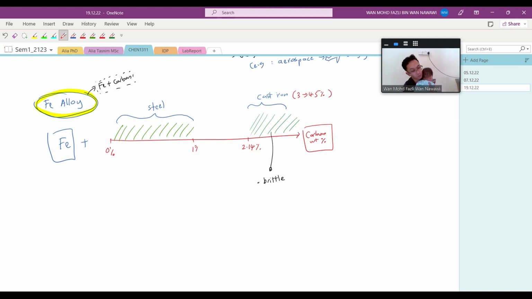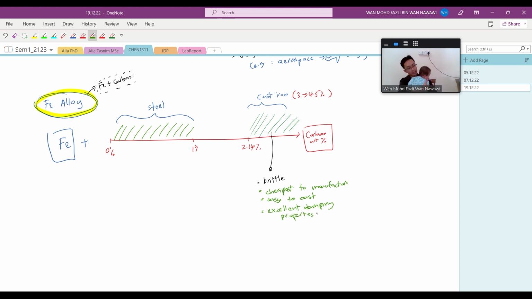The property of cast iron is brittle. This is one of the bad things about cast iron. It's brittle, and easy to break compared to steel. But in terms of the goodness of cast iron, it is the cheapest to manufacture, it is easy to cast, and they also have excellent damping properties.